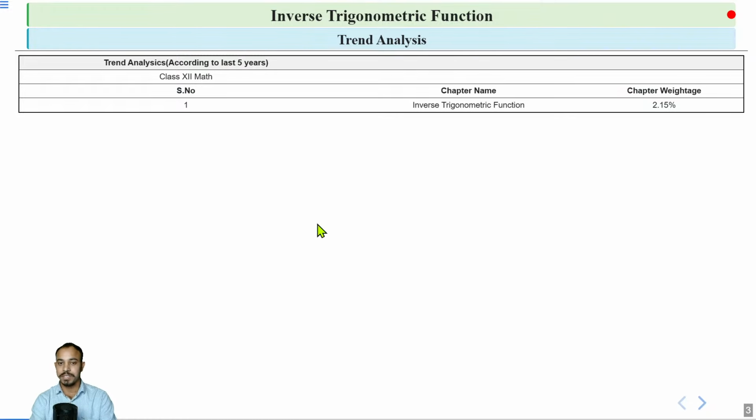So see here, first, trend analysis. First we will analyze the last 5 years' questions. In this chapter you will get at least one question, and the chapter weightage is 2.15 percent.